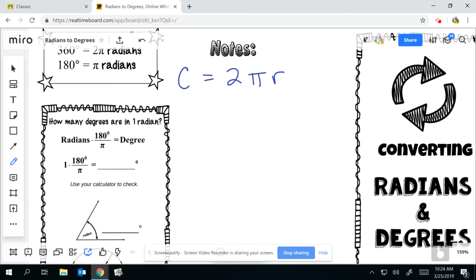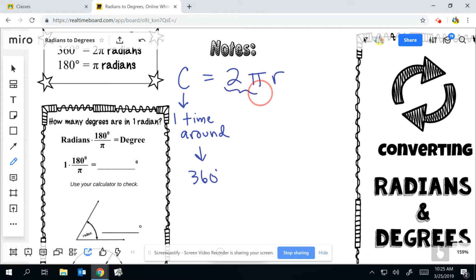What is that a formula for? Circumference of a circle. So that means walking around the outside of the circle. How far would I walk if I walked all the way around the circle? So this C is circumference, but it means 1 time around. And 1 time around we could also say is 360 degrees. So our circumference is the same thing as 360 degrees. That's 1 rotation around a circle.